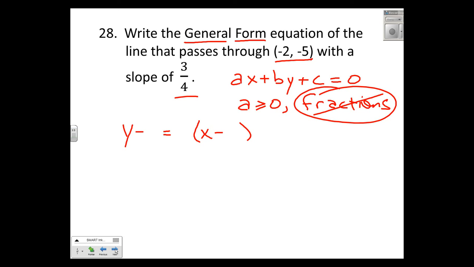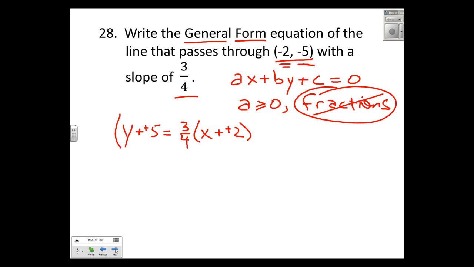So what goes with the y is the y coordinate, negative 5. What goes with the x is the x coordinate, negative 2, and the slope, of course, fits right in here. Those are our little puzzle pieces we put in place. So if we want general form, one of the things is we don't want fractions, and I see we're going to have a fraction here.